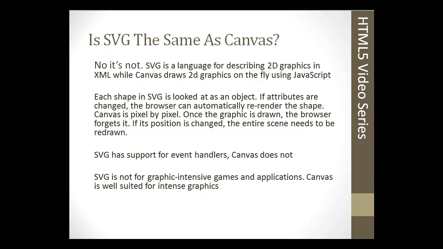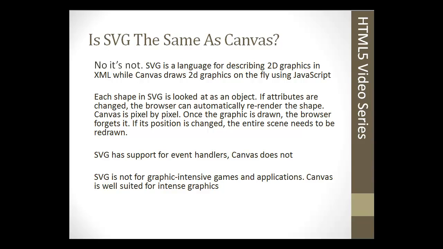Alright, so the differences between SVG and Canvas. They're not the same. SVG is a language for describing 2D graphics in XML, and Canvas draws 2D graphics on the fly using JavaScript. So they're not the same. Each shape in SVG is looked at as an object. If attributes are changed, the browser can automatically re-render the shape.